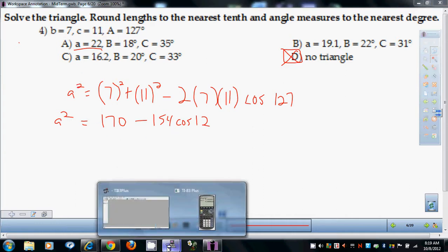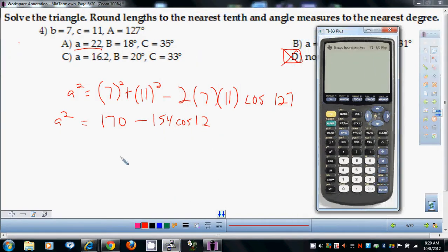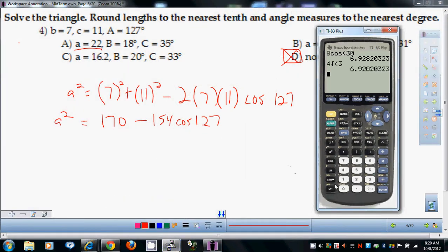So, what? Oh, yeah. 7. All right. So here we go. 170. Also, I just kind of did these in my head. Please make sure those are right, I guess. I don't want to do the whole problem and then realize I was wrong. Minus 154 cosine 127. Shabam.